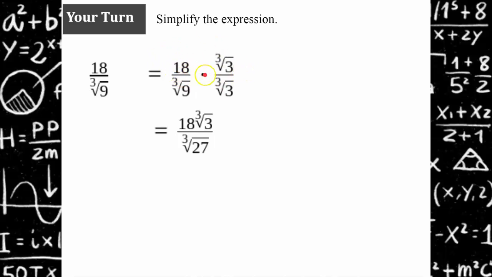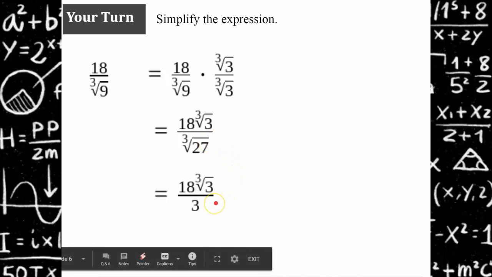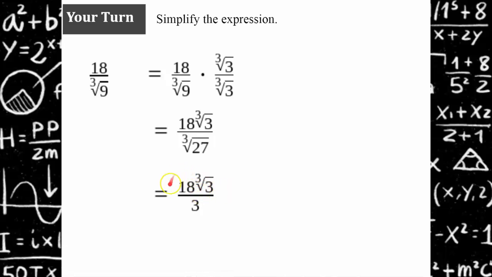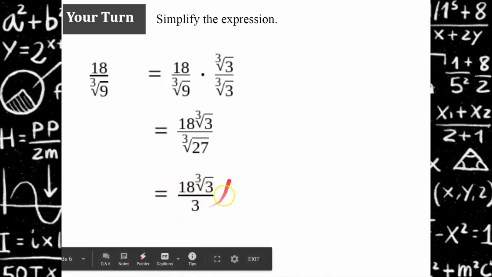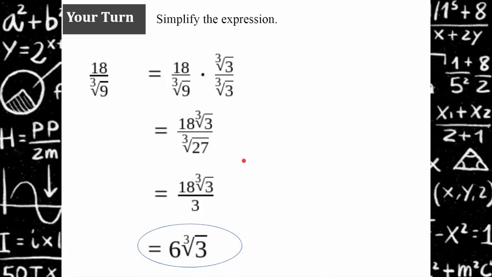Multiply the numerators, 18 times the cube root of 3, all over the cube root of 9 times the cube root of 3, which is the cube root of 27. The cube root of 27 is 3. It's a perfect cube. We have one more step. 18 divided by 3 can be simplified. So the final answer is 6 cube root of 3.